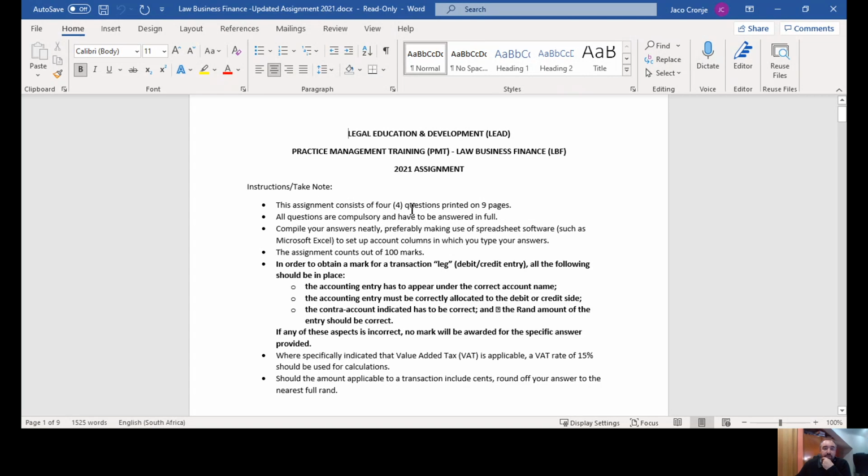Okay, first one, the assignment consists of 4 questions. Now, these are not optional which of the 4 you want to do. You have to do all 4. You can't pick which ones. We actually get quite a few people where the printer runs out of ink or something and doesn't print the last questions and then they don't answer it. So make sure that you do answer all 4 questions.